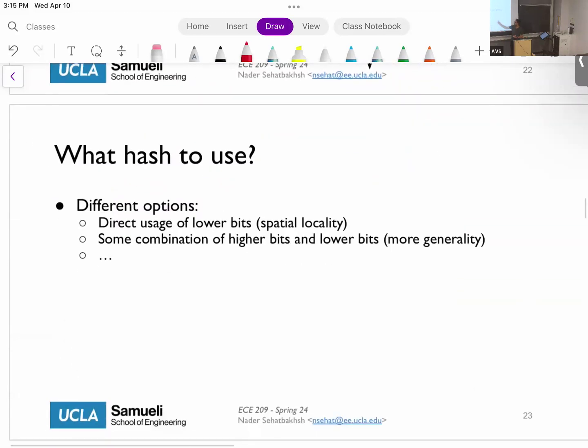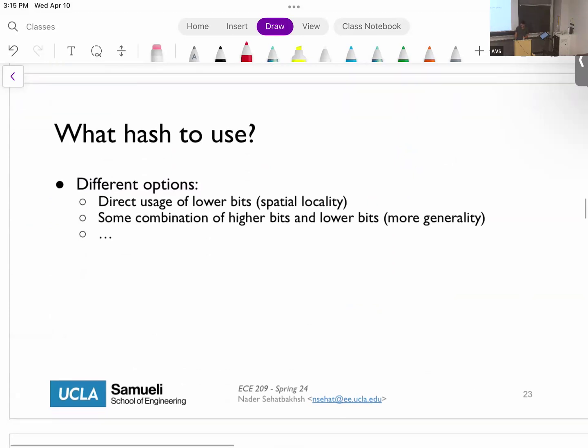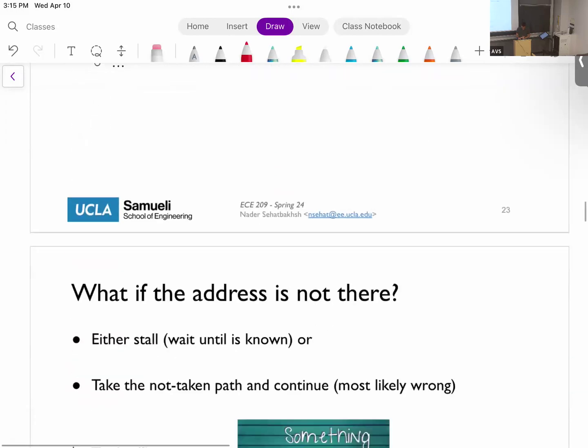So as I said, there are different options. You can use the bits directly, or a combination of higher and lower bits, and so on. Of course, if you use lower bits, you're banking on the fact that we're going to have spatial locality, because we see this over and over. When you're combining bits, you're assuming a more general branch prediction behavior, so that works for almost every instruction in your system. So there are different trade-offs when you're doing this.